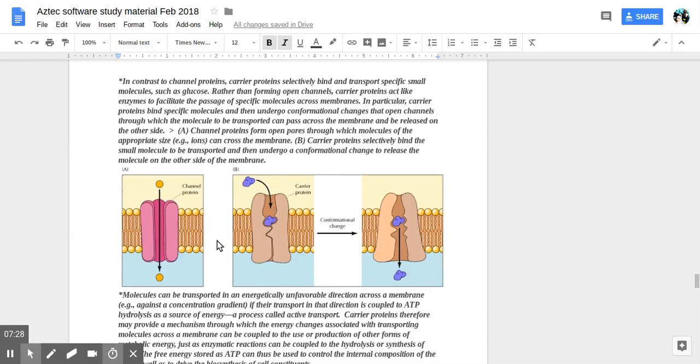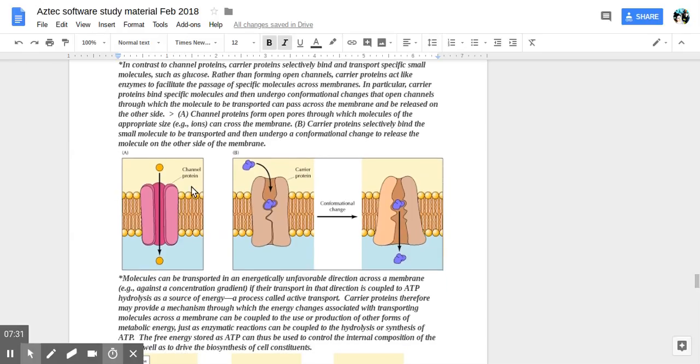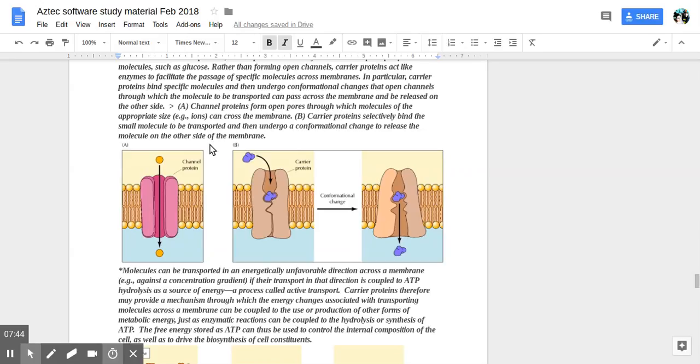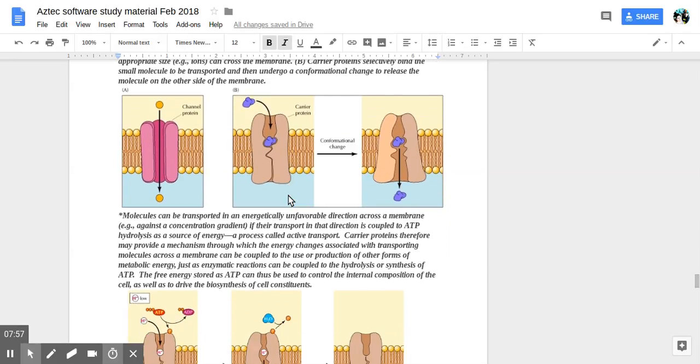Channel proteins form open pores through which molecules of appropriate size or ions move across the membrane. That's in diagram A. In diagram B, carrier proteins selectively bind small molecules or any molecules that are transported, undergoing conformational change of the transport protein, releasing the molecule on the other side of the membrane. Molecules transported in an energetically unfavorable direction across the membrane, or against a gradient of concentration, so lower to higher concentration, is coupled to ATP hydrolysis as a source of energy. A process called active transport.